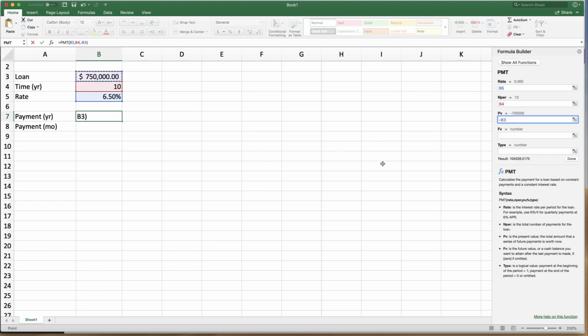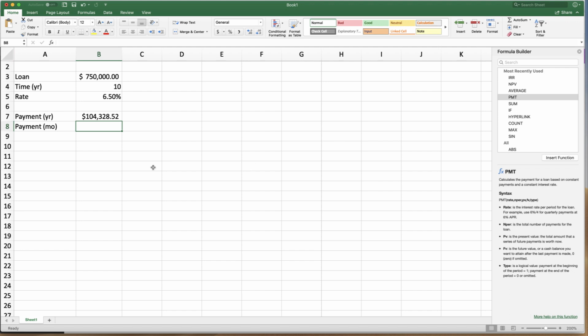There's the business loan. Now this $750,000 would be an example of maybe a cash flow loan that was given to us to start up a business, and we're going to pay it off over a 10-year window. So that's $104,000 a year that you would end up paying if you paid yearly.